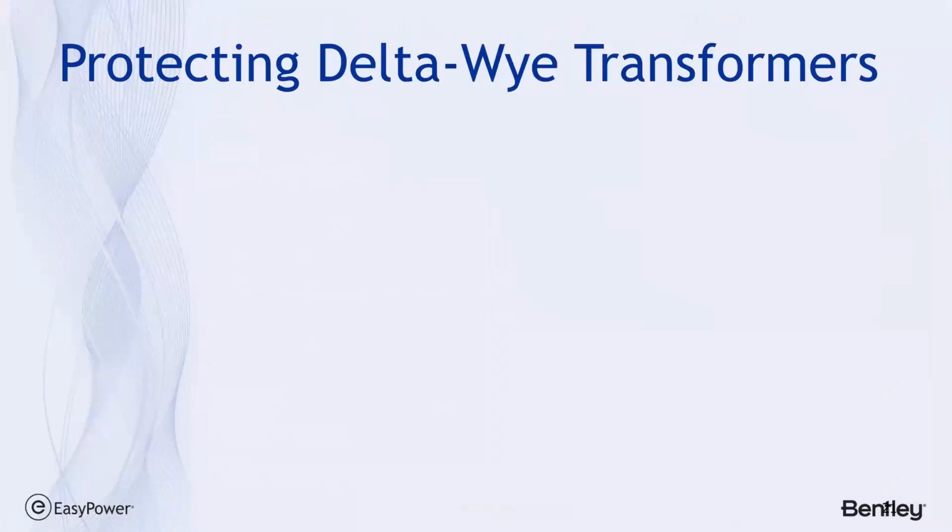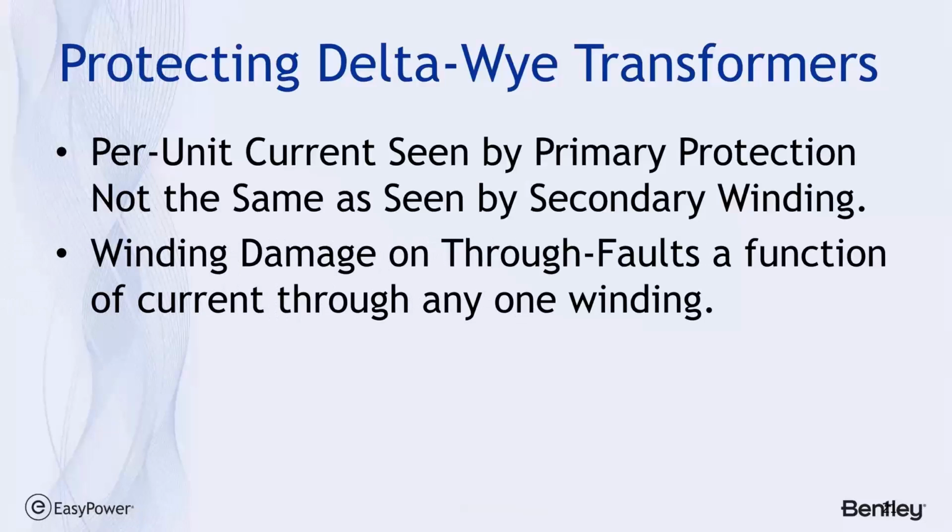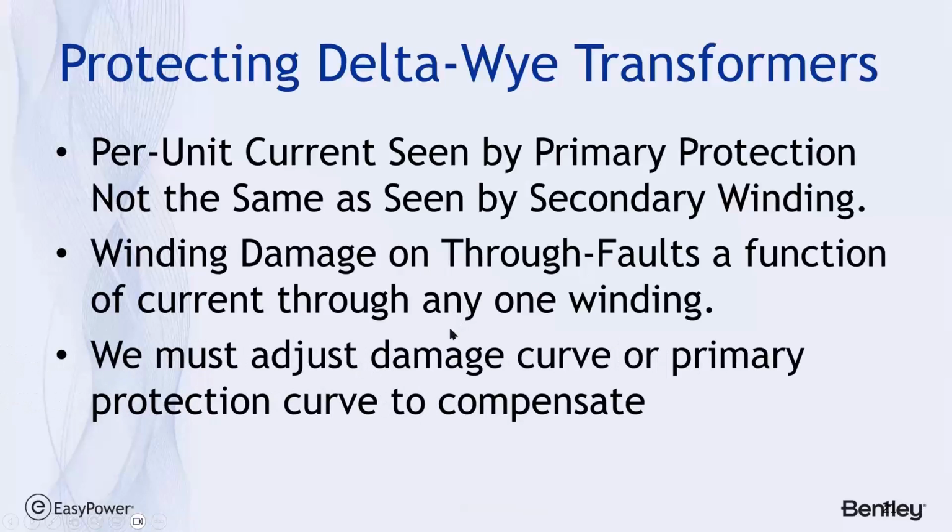Okay, so protecting delta Y transformers is a little bit tricky in that the per unit current seen by the primary protection is not the same as seen by the secondary winding. And this is a little bit more obvious when we do a visual of the phase shift. But winding damage on through faults is a function of current through any one winding in the primary. So we must adjust the damage curve or the primary protection curve to compensate.